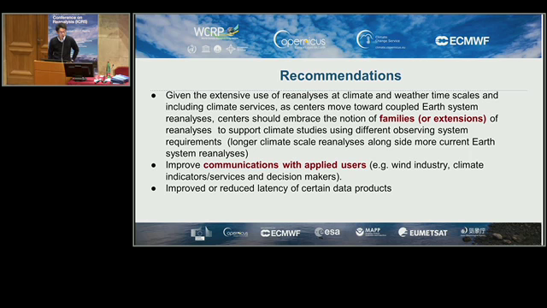The second one is to improve communication with applied users. The last one is that improved or reduced latency of certain data products is important for applied user or operational climate services, for example. That's all for section 1 summary. Thank you.